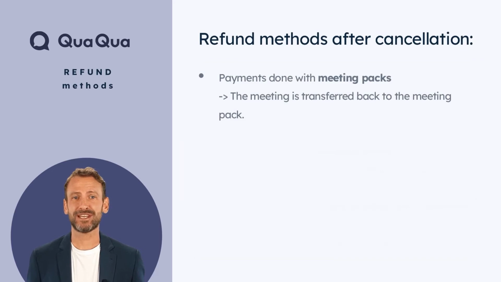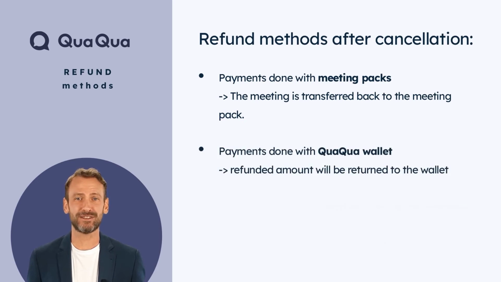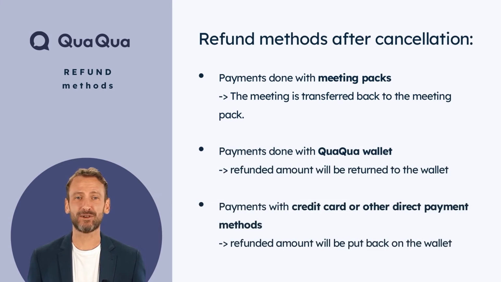When you have paid with a meeting pack, we will transfer the cancelled meeting back to your meeting pack. When you have paid with your QuaQua wallet, the refund will be returned to your wallet. When you paid with a credit card or another direct payment method, the refunded amount will be put on your QuaQua wallet for future use.